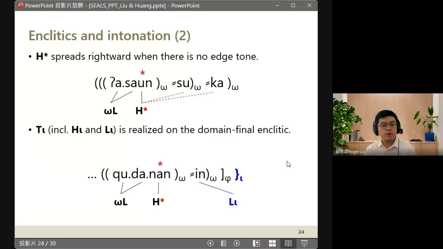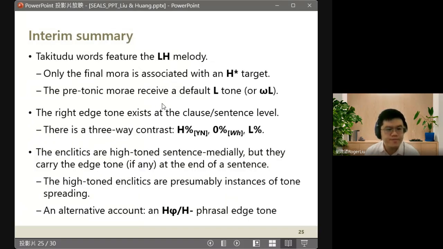So a presumable analysis is that the H star spreads rightward when there is no edge tone, and when there is a sentential edge tone, it is mostly realized on the domain-final enclitic, which probably prevents the spreading of the pitch accent from the preceding phonological word.